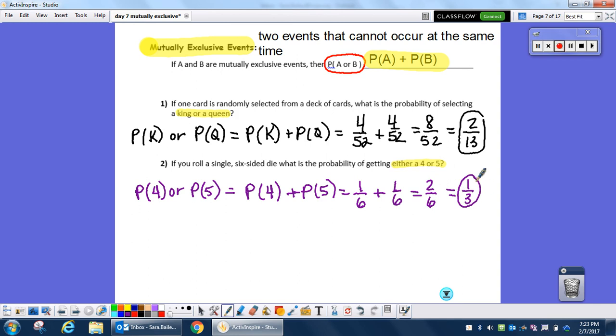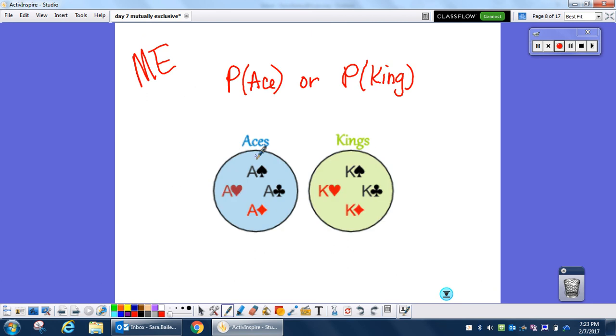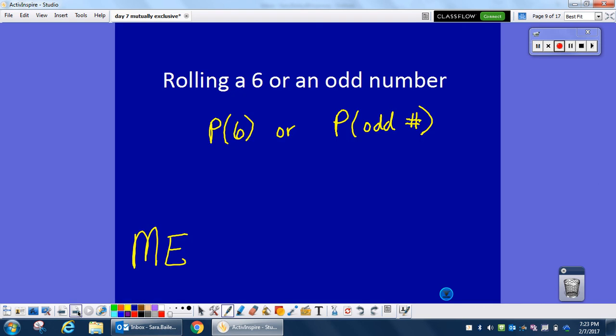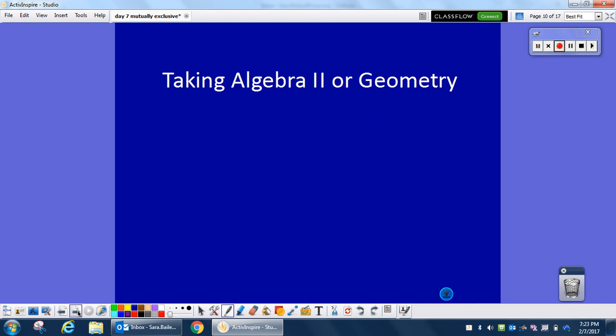Okay? So, mutually exclusive events. Two events that cannot occur at the same time. So here's your real life examples. You can't be an ace or a king at the same time. You can't roll a 6 or an odd number at the same time. You can't take Algebra 2 or geometry at the same time.